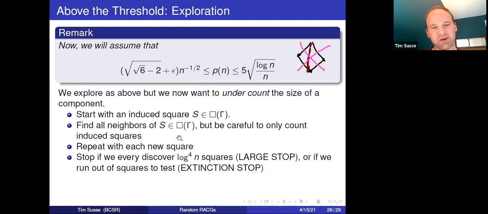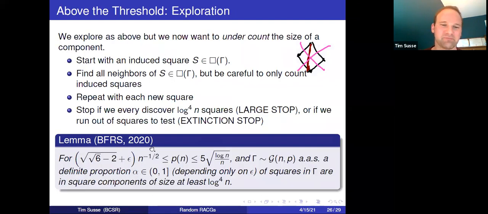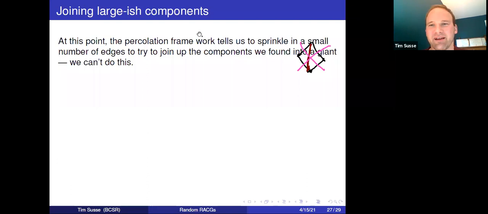The important thing is that we have this branching process, and the amount of branching we expect at each vertex is at least 1. So there's a positive probability that any exploration we do will survive. What we get is that for p of n in this range, asymptotically almost surely there's a definite proportion, some alpha in the interval from 0 to 1 depending only on epsilon, of squares in gamma that are contained in square components of size at least log n to the fourth. Some definite proportion of our explorations will get to the large stop, and so we've got a whole bunch of squares that are in large-ish components.